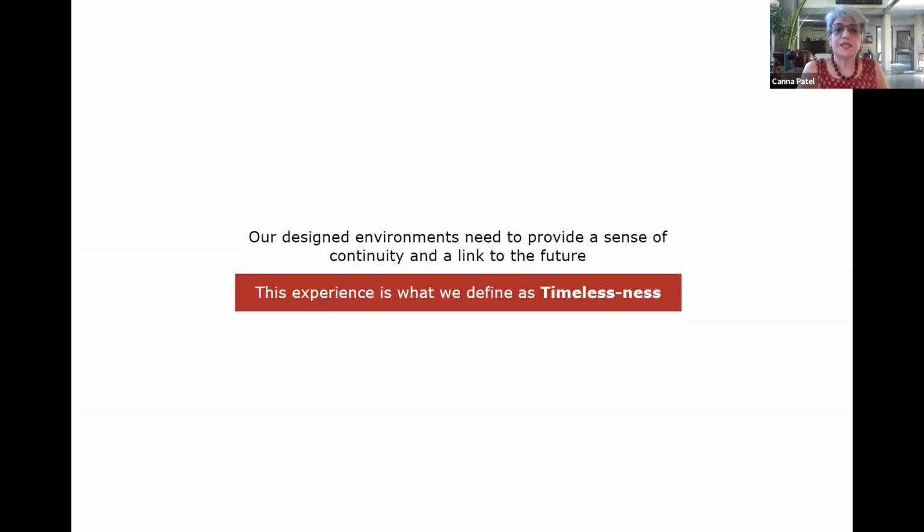What I'm trying to say is that the environments that we design need to have a sense of continuity, where there is a link to the future. That feeling is called timelessness, which means that timelessness is there everywhere. It could be in Japan, it could be in Germany, it could be in USA. But if you want the timelessness quality in India, then timelessness and India, the two things need to connect. We need to remember India if we want to bring that quality into our environments.